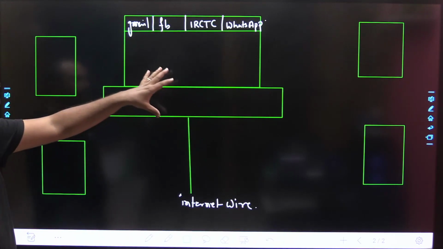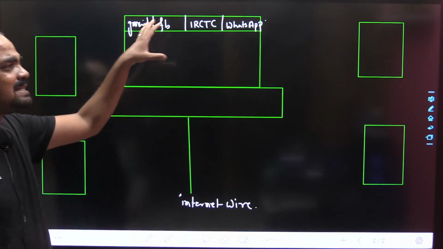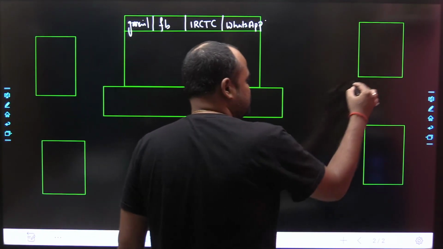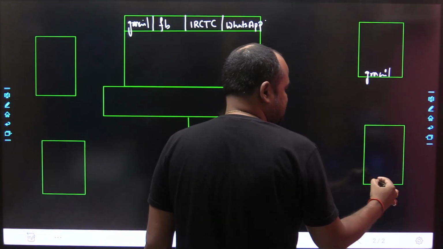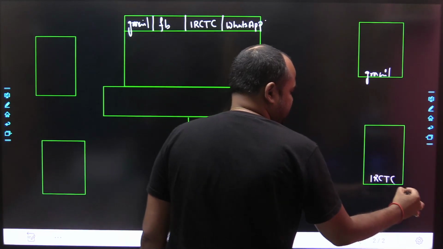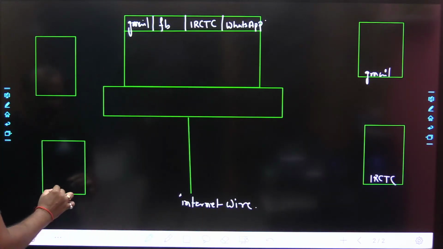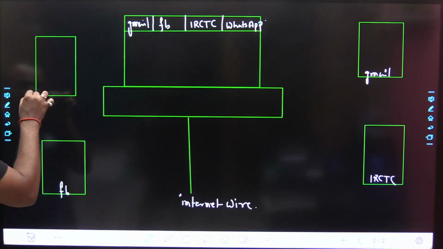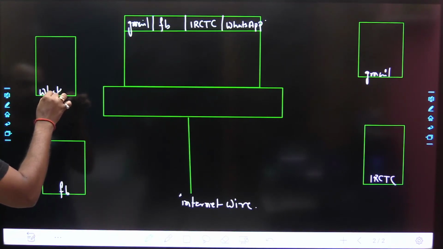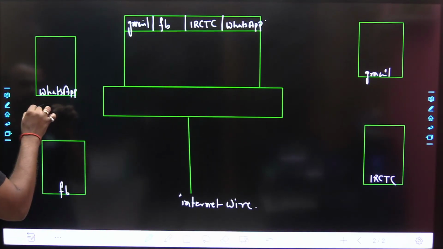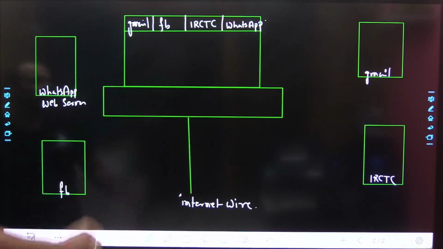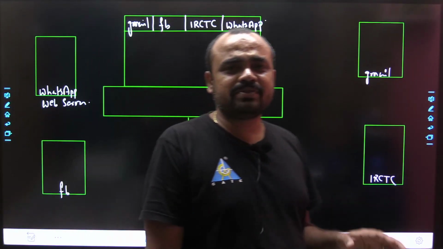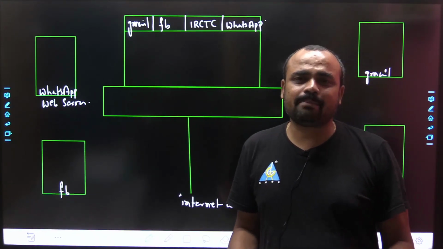Suppose through this computer and using the web browser, we are accessing multiple web servers. Suppose this is the Gmail web server, this is the IRCTC web server, this is the Facebook web server, and this is the WhatsApp web server. So if you are accessing multiple web servers at the same time, what will happen?